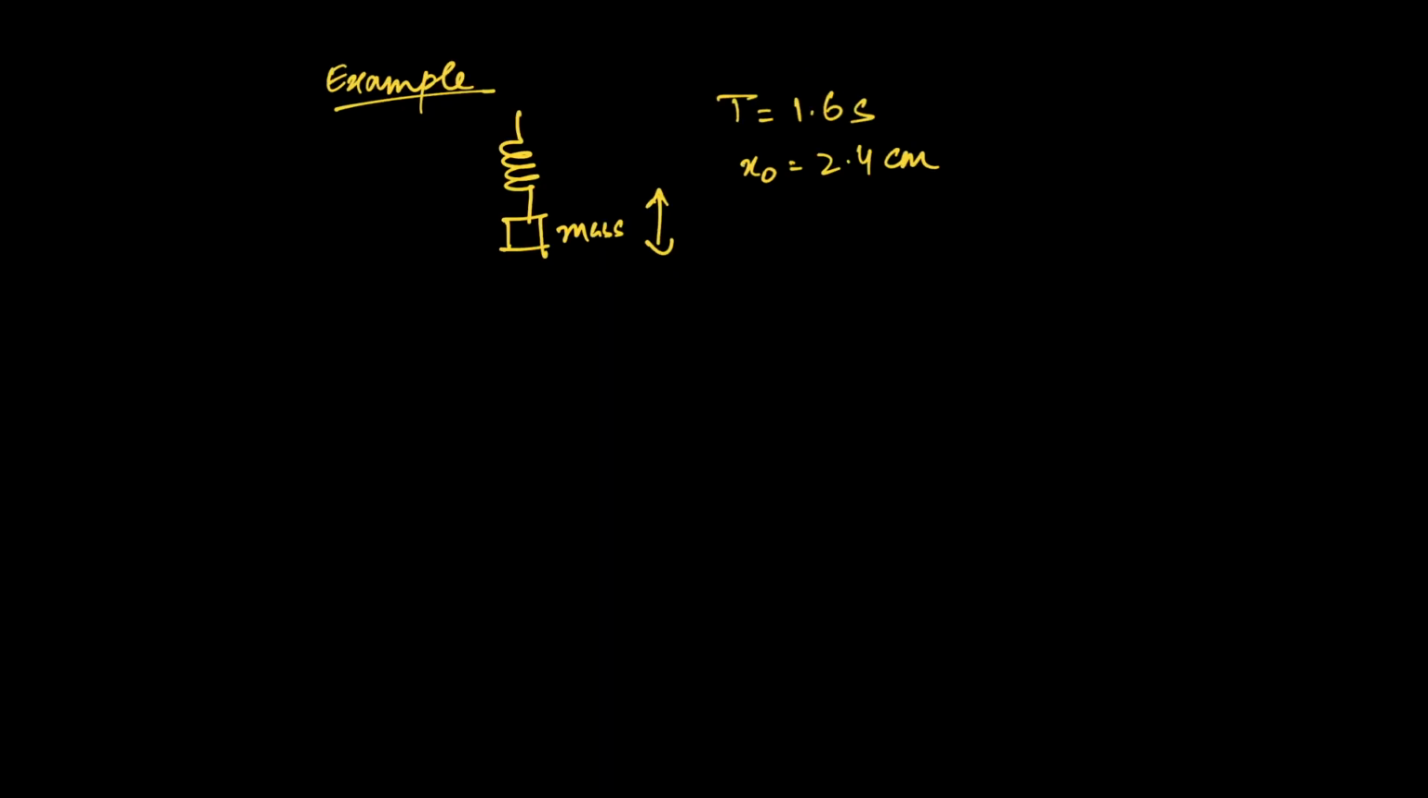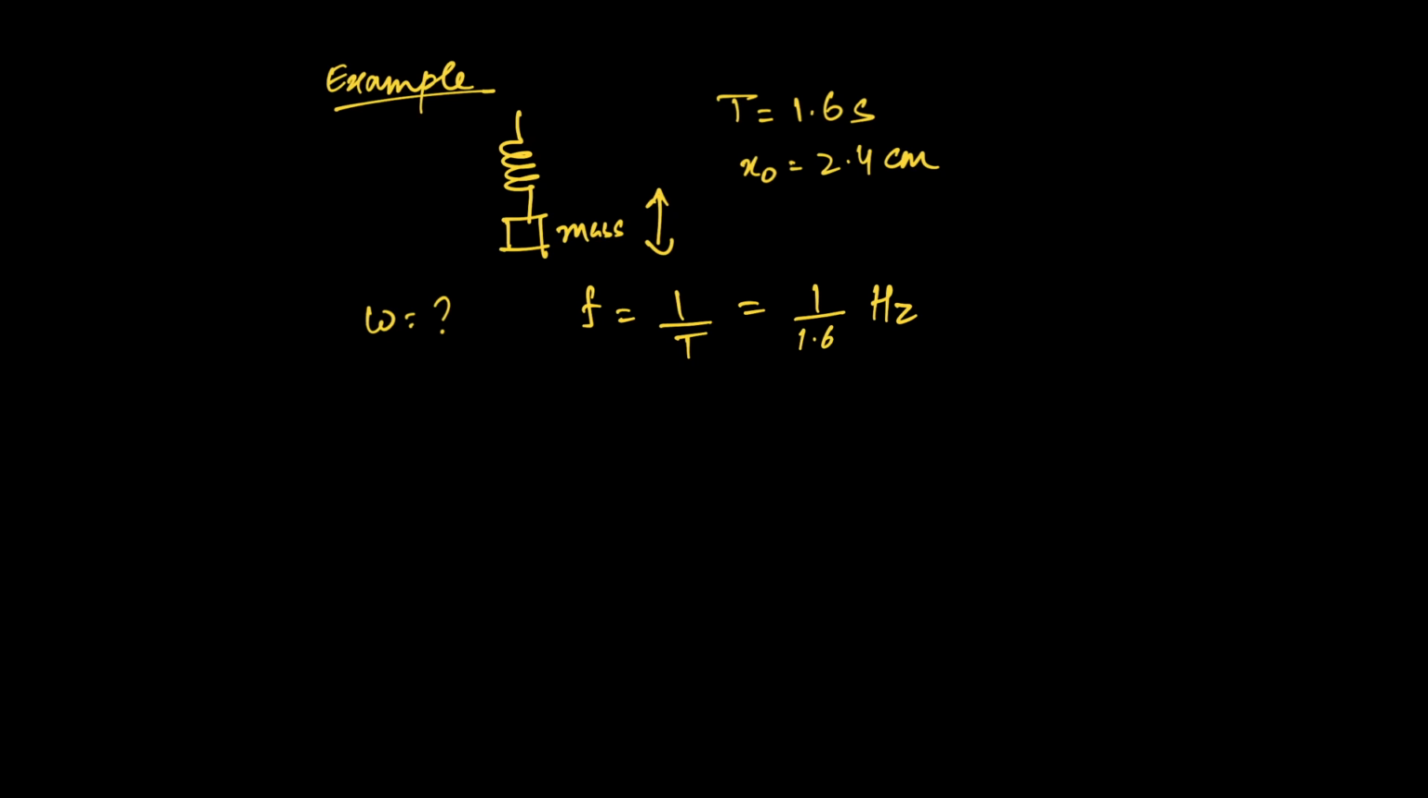So let's say we have a mass at the end of a spring and it's oscillating, moving up and down. The oscillation period is 1.6 seconds and the amplitude of the oscillation is 2.4 centimeters. So how would you calculate omega? Well, you know what the frequency is, right? It's 1 upon T. So it's going to be 1 upon 1.6 hertz, whatever that works out to be.